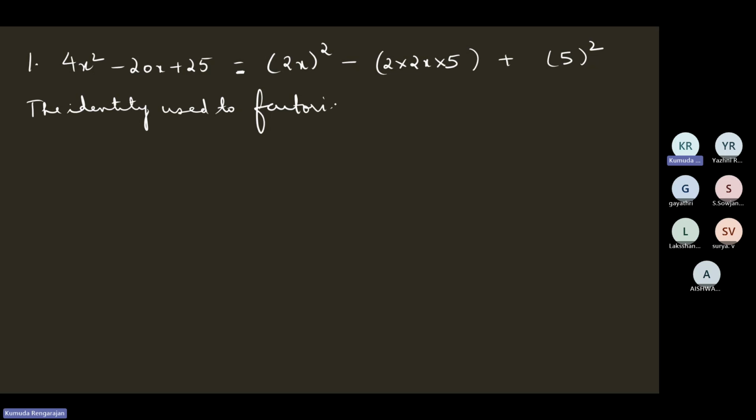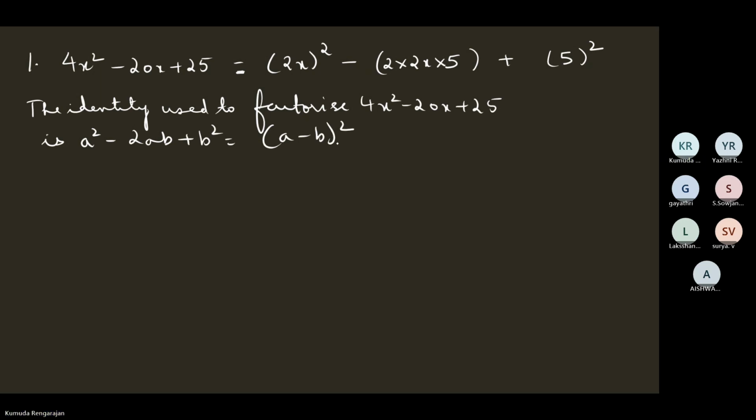So the identity used to factorize 4x square minus 20x plus 25 is a square minus 2ab plus b square is equal to (a minus b) the whole square. So the answer is just this. Which is the identity we would use to factorize the given expression? This is the identity. You can also write it the other way: (a minus b) the whole square is equal to a square minus 2ab plus b square.